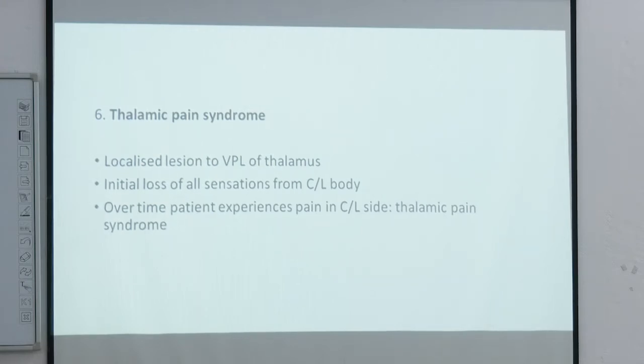There are multiple nuclei in the thalamus, you don't need to remember, lots of nuclei are there. So the VPL nucleus of the thalamus is the relay station for all sensory tracts. Now, when the thalamic branch is occluded, meaning the vascular supply to this VPL nucleus is affected, there is loss of all sensation in one half of the body. Initial loss is at the contralateral half of the body.